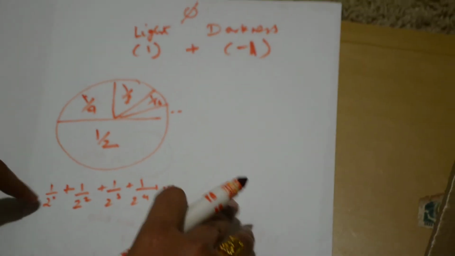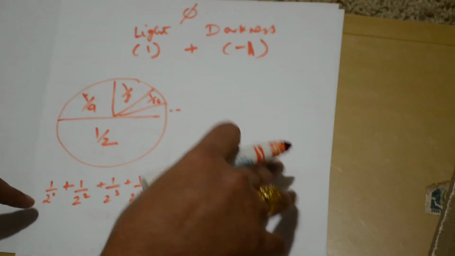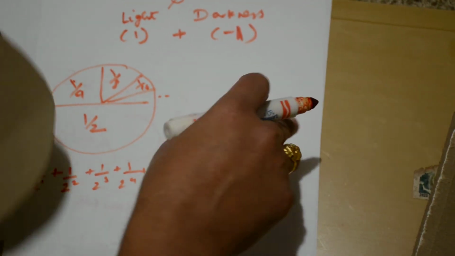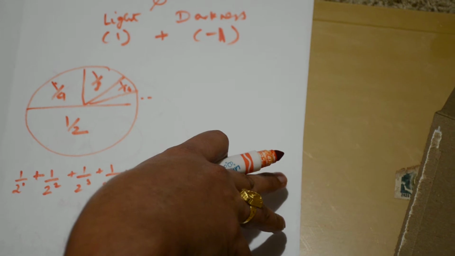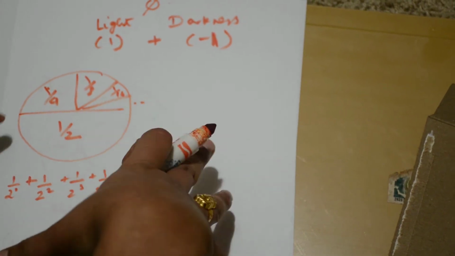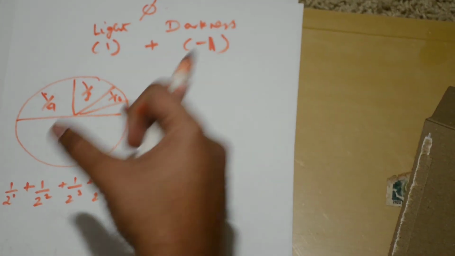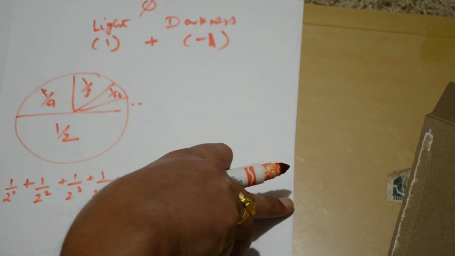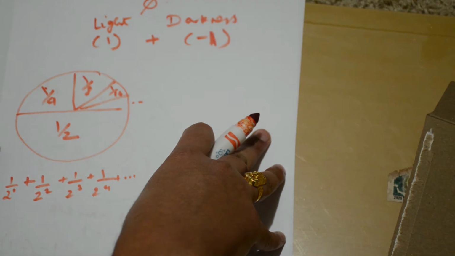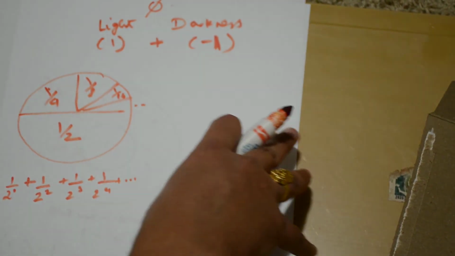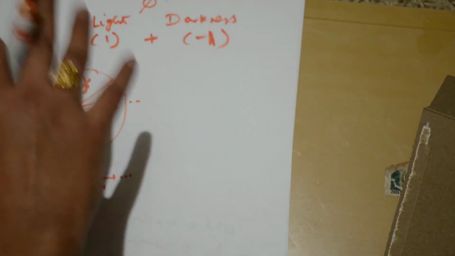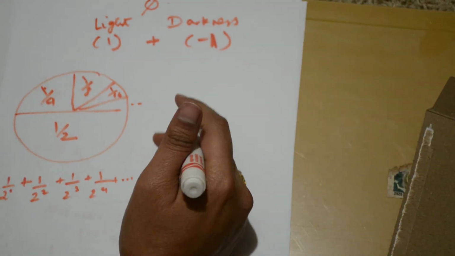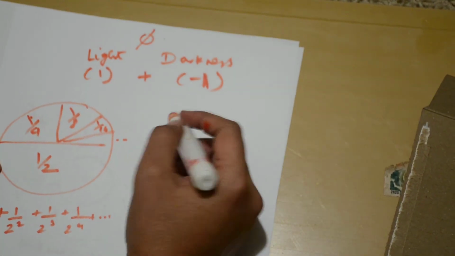Now what is this minus 1? If 1 is all about synthesizing broken parts together, minus 1 should be all about breaking the whole into lots of pieces. See, you can think of it this way.